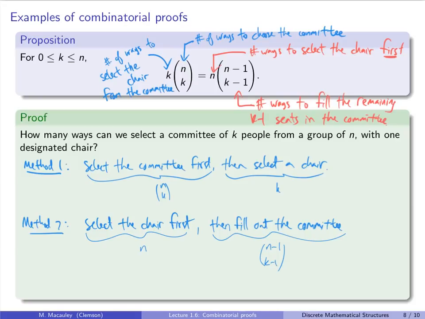Isn't that neat? So notice that in a lot of these proofs, I'm not using the fact that n choose k is the number of ways to choose a k element subset from a set of n. I'm actually using real situations because I think it's more intuitive that way, and it's definitely easier to read. So committees of people instead of subsets of a set.